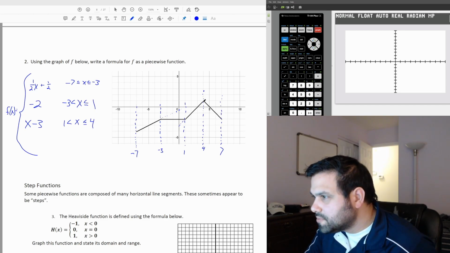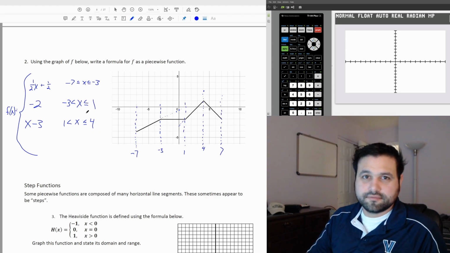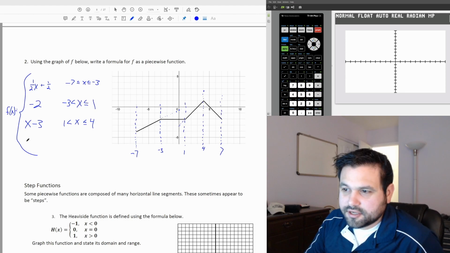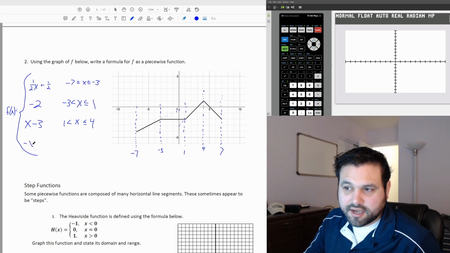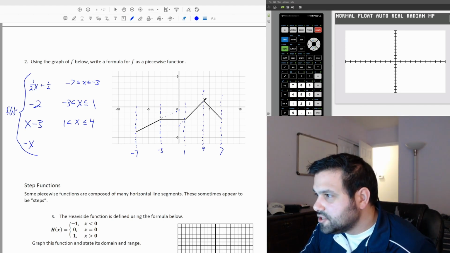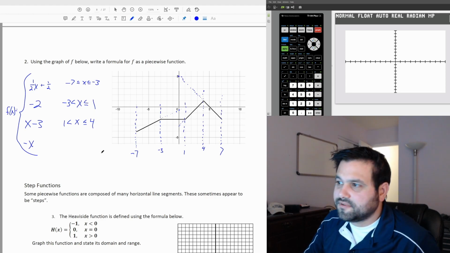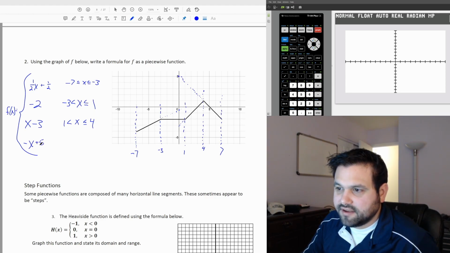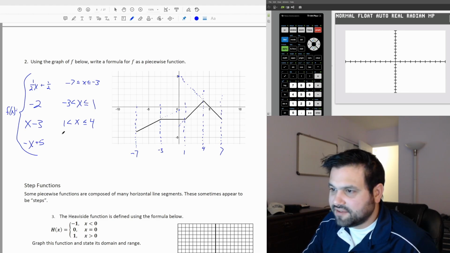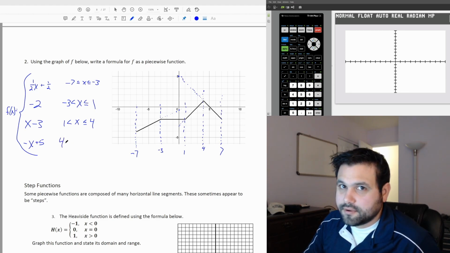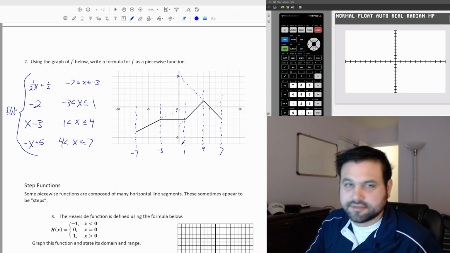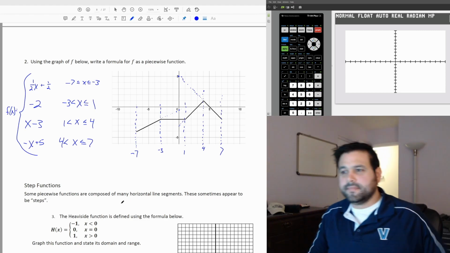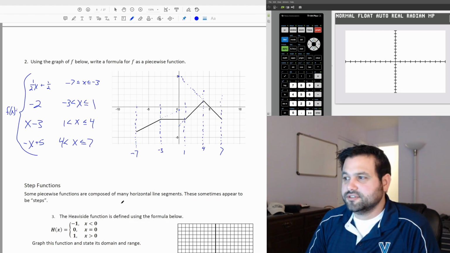Next piece, my slope is going down 1, 2, 3, right 3, so it's -3 divided by 3, -1. So -1x or just -x. And if I continue this pattern, it looks like I have a y-intercept of 5. So plus 5. And that's from 4 to 7. So 4, can I include that? No. Can I include the 7? Yes. Okay? That's how I go ahead and write piecewise functions.